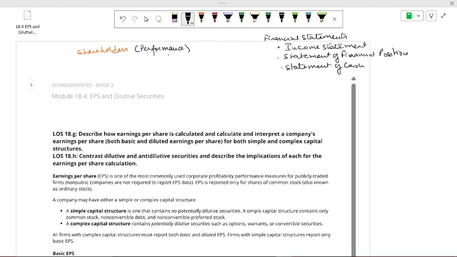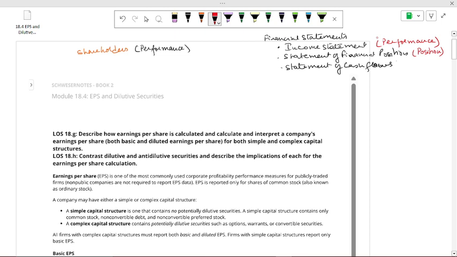Why do we prepare the income statement? You have sales, the cost of goods sold, and the ultimate result is the net profit. We prepare the income statement to know the components. Why do we prepare the statement of financial position? To know the financial position of the company.